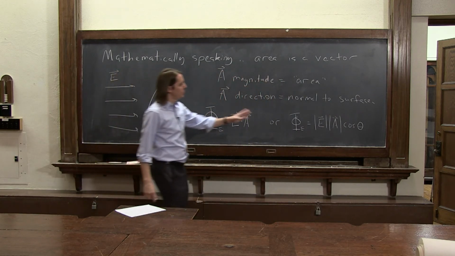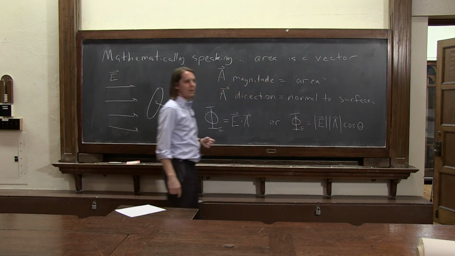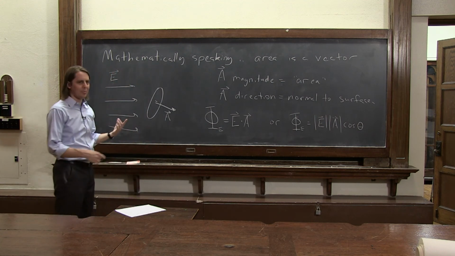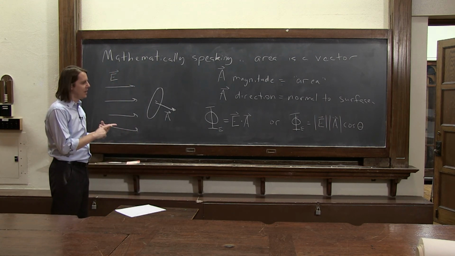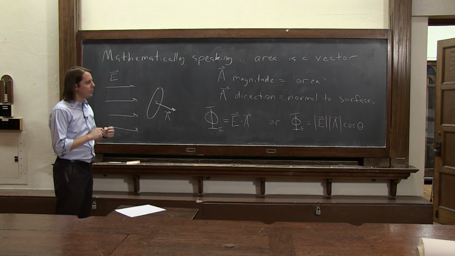This is sort of the more intuitive example of how to think about flux. This captures all the things I said before: magnitude of E, the size, and the angle. So let's look at a few cases.